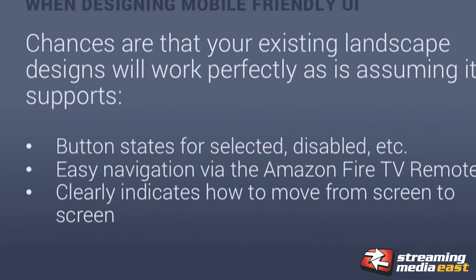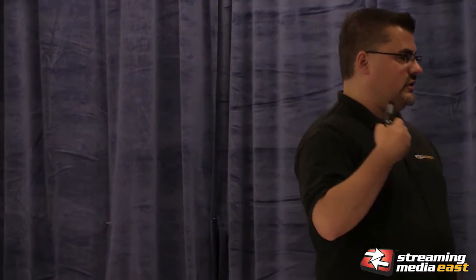So chances are, if you've got an existing application that does support a landscape mode, your content is going to work perfectly as far as aspect ratio goes. But then you need to think about things like button state, being able to select information, and navigating with the remote like I talked about, so only having a certain amount of rows of information, and then clearly letting them understand where they're going to navigate to a new screen.